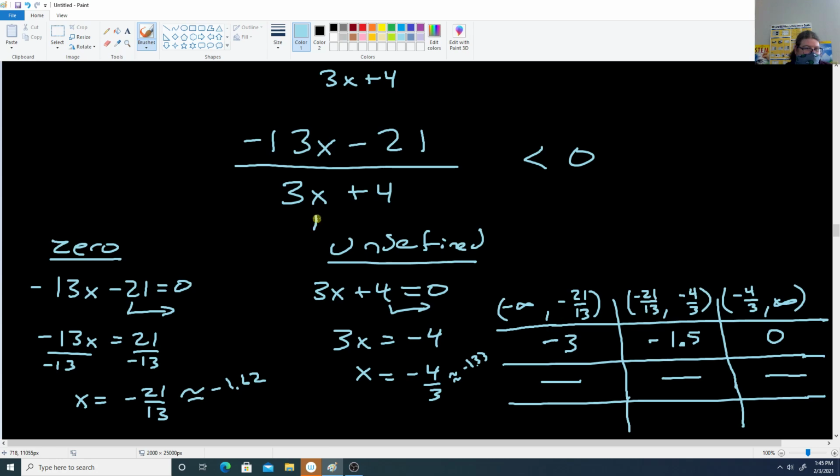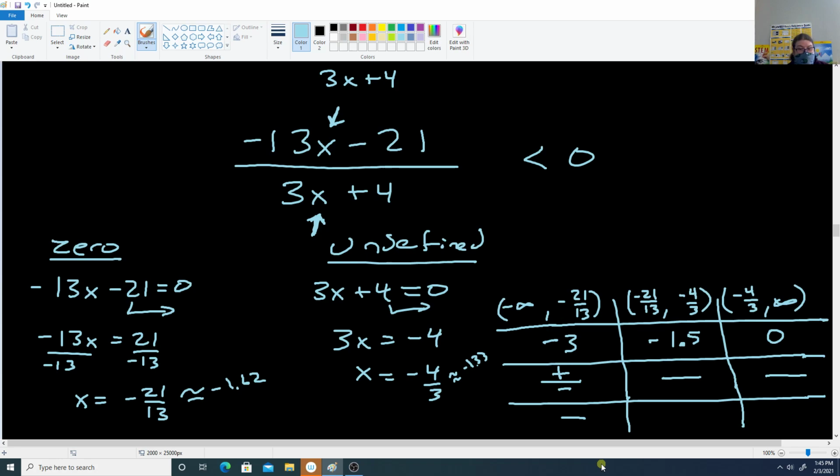We're going to be plugging in for the x down here and plugging in for the x up here. When I put negative 3 in, negative 13 times negative 3 is positive 39. 39 take away 21 will be positive. And 3 times negative 3 is negative 9. Negative 9 plus 4 will be negative. So the initial interval is negative.